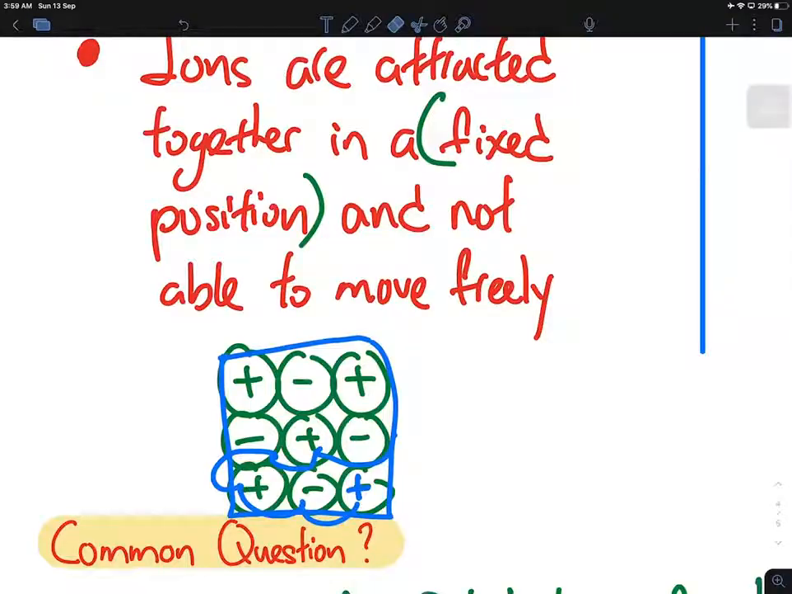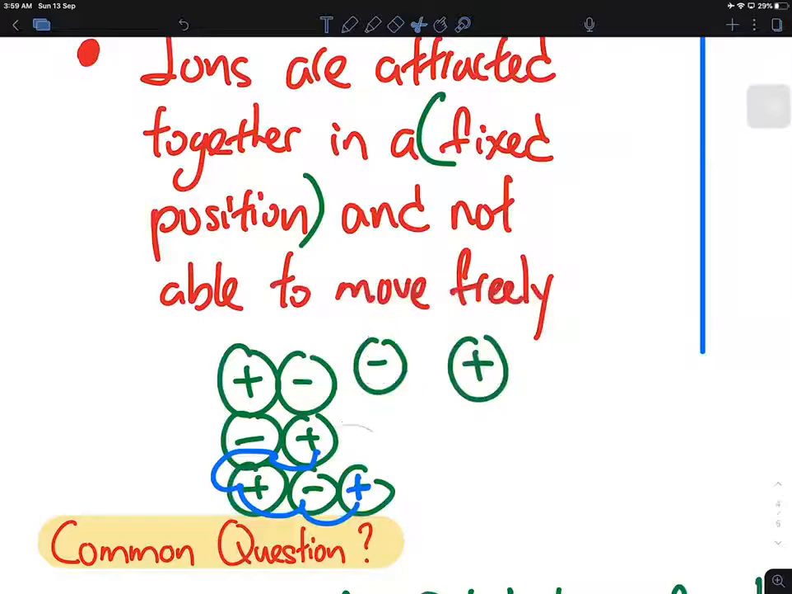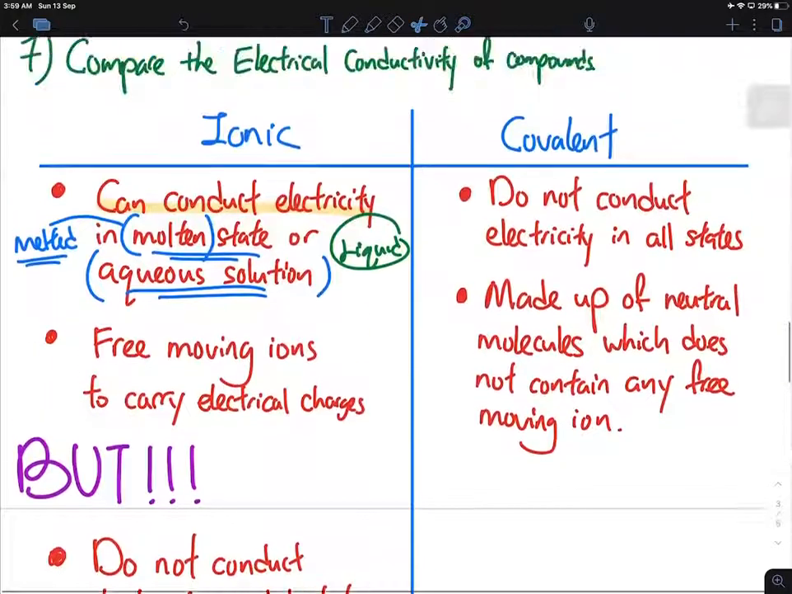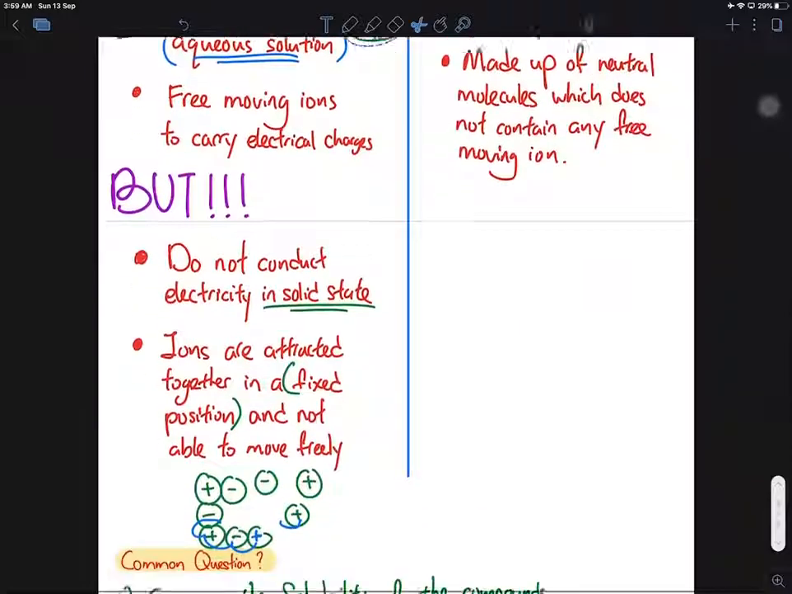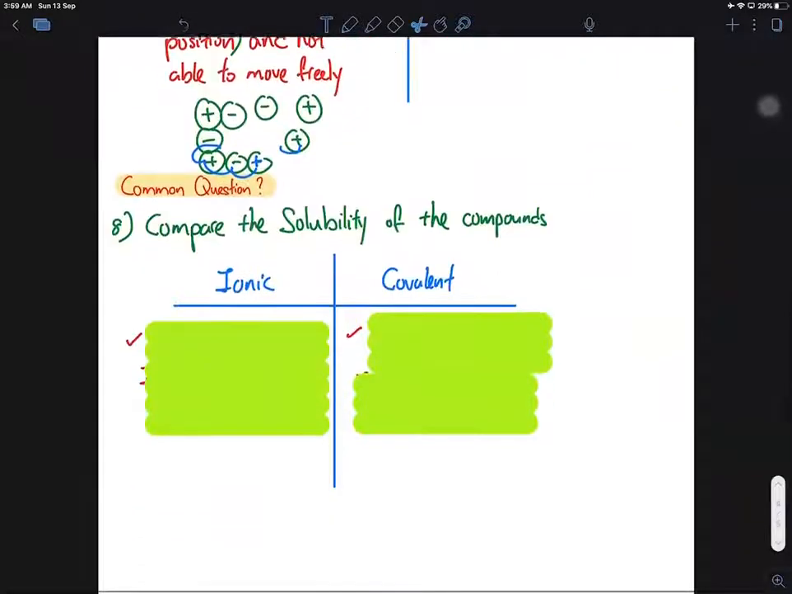You see, this is how solid particles are arranged. When it turns into liquid, they will be able to move freely. So whenever there are free moving ions in liquid state, they can conduct electricity. That's all.